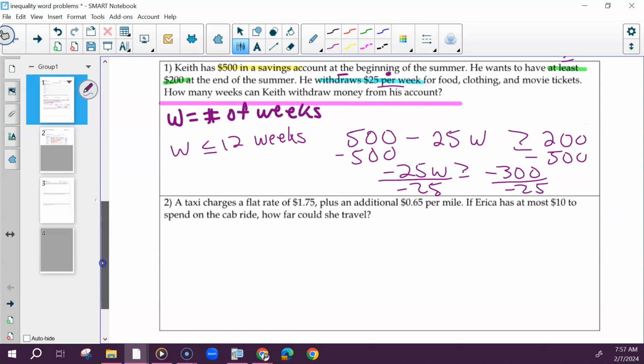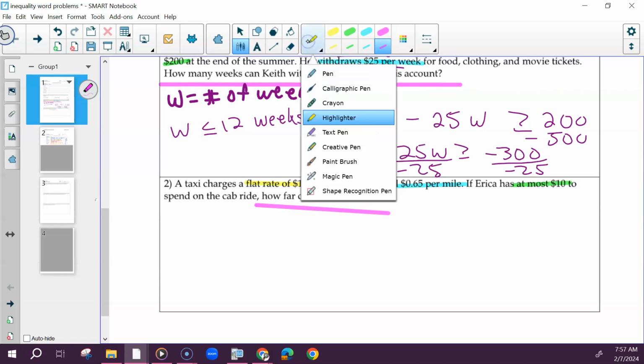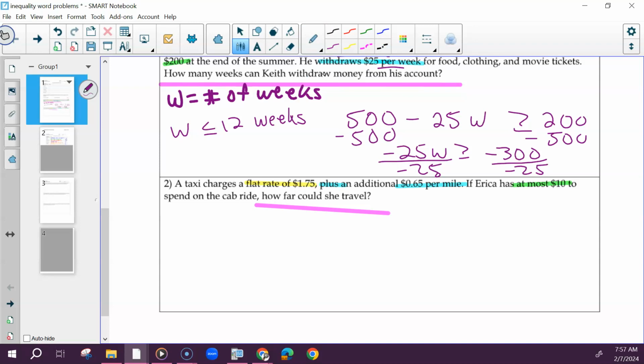Alright, let's do number 2. A taxi charges a flat rate of $1.75 plus an additional 65 cents per mile. If Erica has at most $10 to spend on the cab ride, how far could she travel? What's important there to look at? Flat rate of $1.75, at most, plus the 65 cents per mile, at most $10, and we're looking for how far could you travel? At most is less than or equal to.